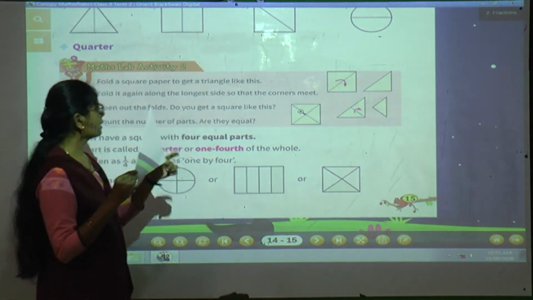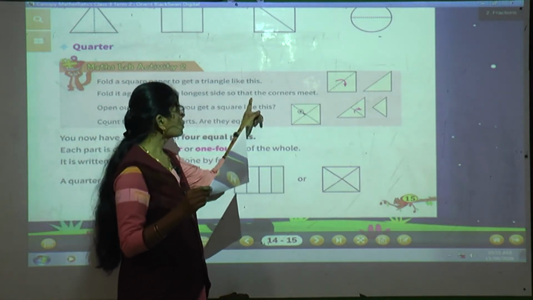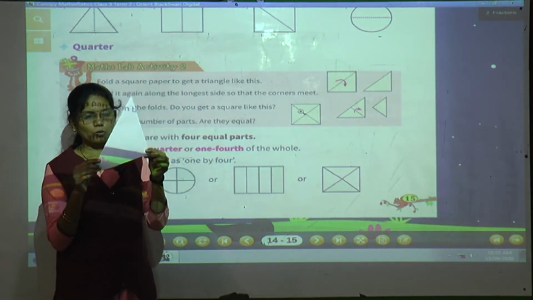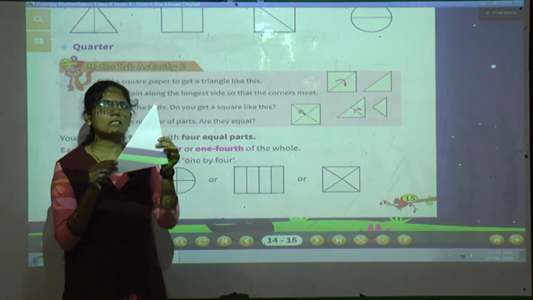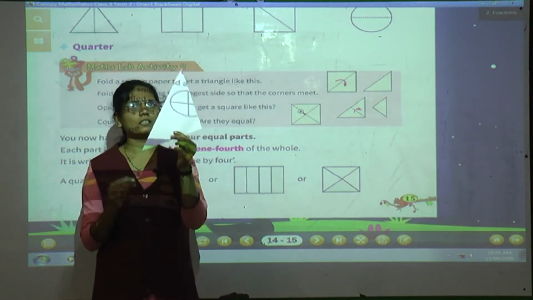Okay. Now next, fold it again along the longest side so that the corners meet. Now here we got the triangle. Now what you have to do? Again we have to fold this triangle from the longest side. Now here you can see three sides.